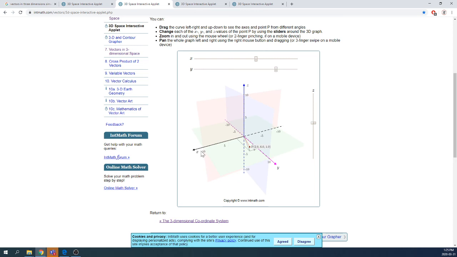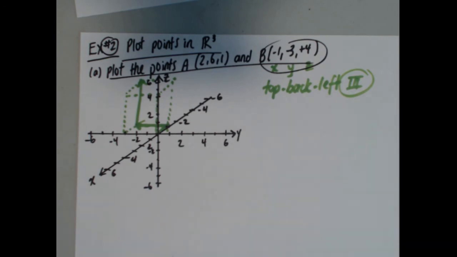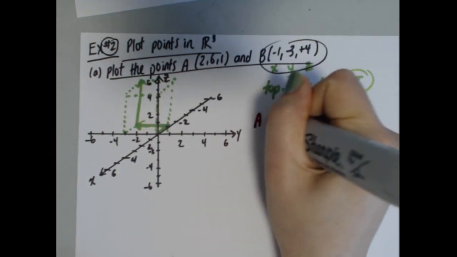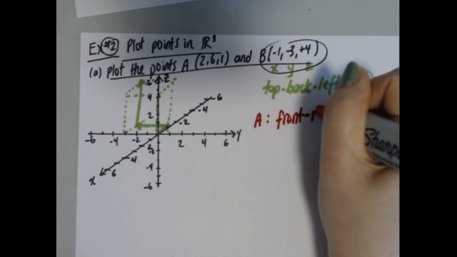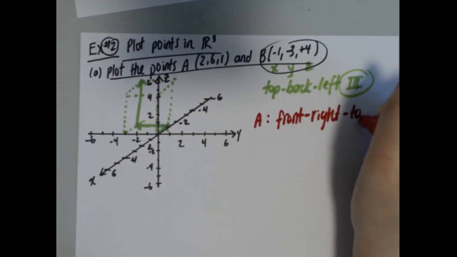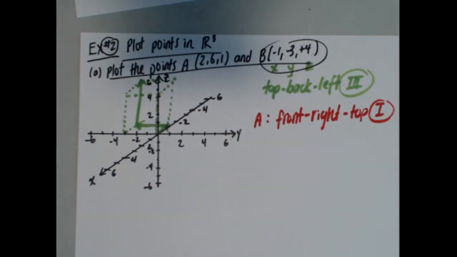Notice that in this quadrant, I have positive x values. I've got positive y values. So that means we're going to be in octant number 1. And sure enough, that's going to be front, right, top, right? So we have to organize it like this. So it's in the front. This would be the front. It's on the right, and it's on top. Okay, so let's go back to our page here. So A, we saw was front, right, top, and it's in octant number 1.